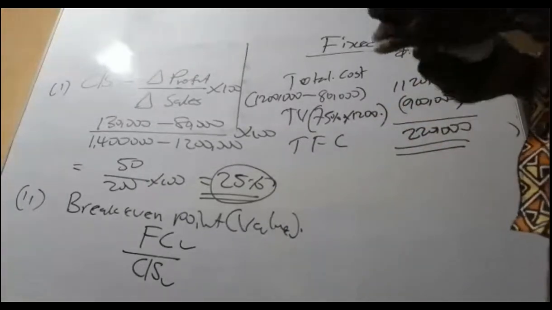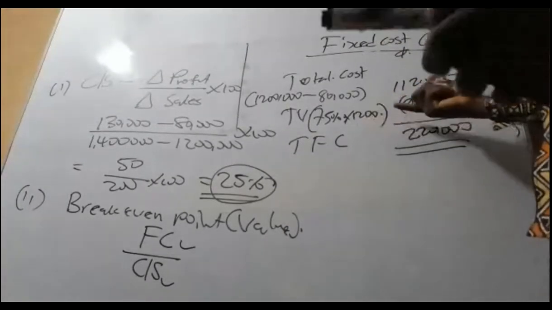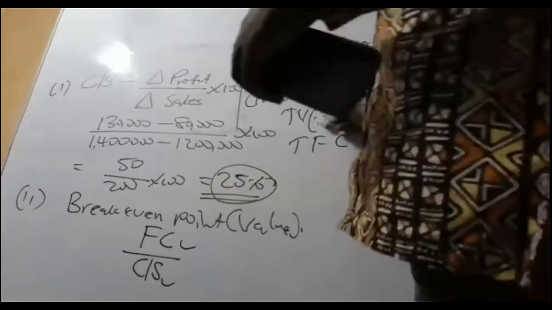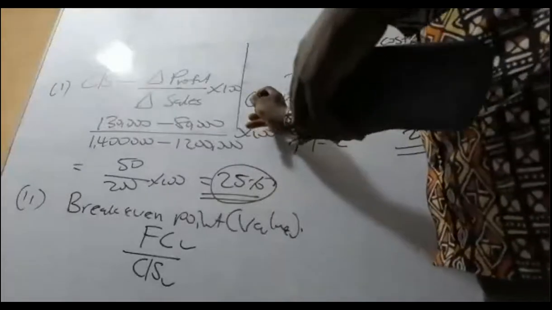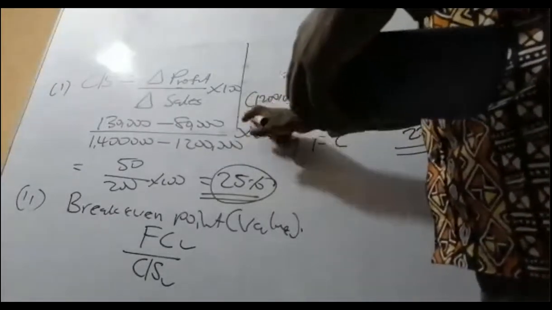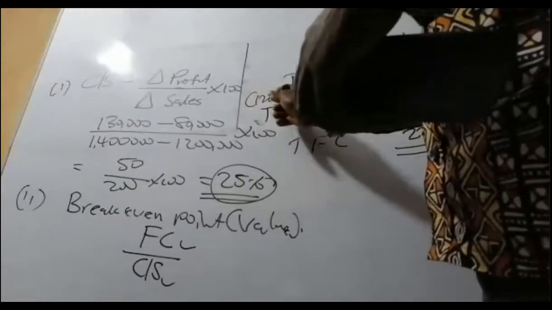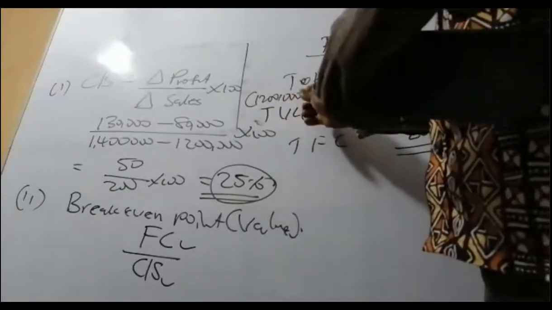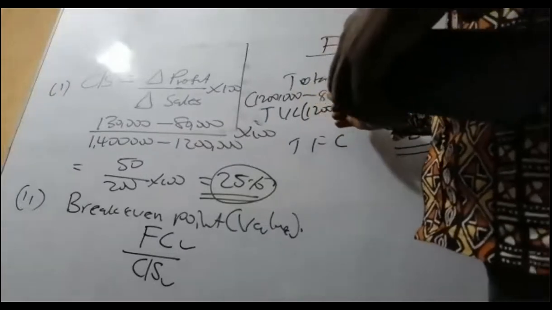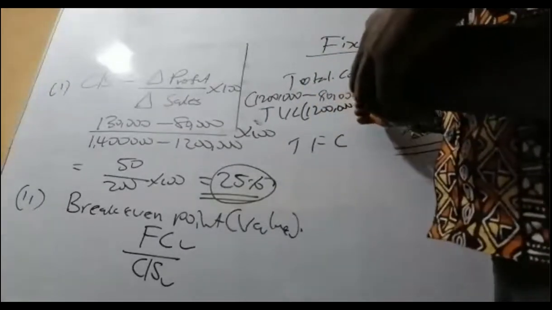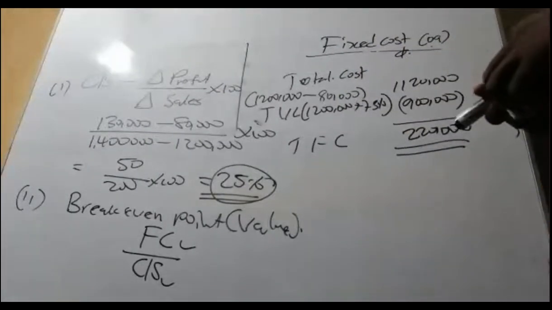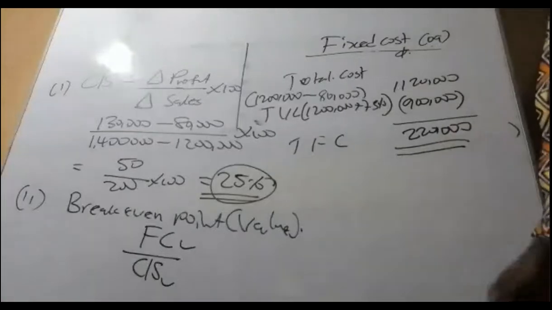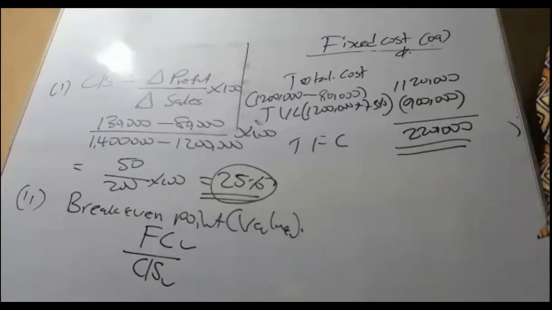It's supposed to be 1.2 million, but because of space I've shortcut it. But let me write it in full. Open my bracket nicely. I write here total variable cost, in brackets 1,200,000 times 75%, and that gives us 900. Good, so that's the total fixed cost.